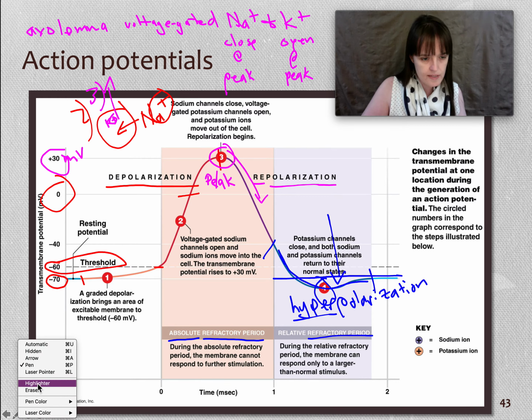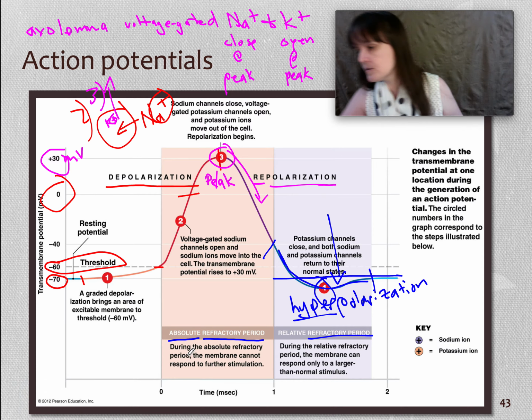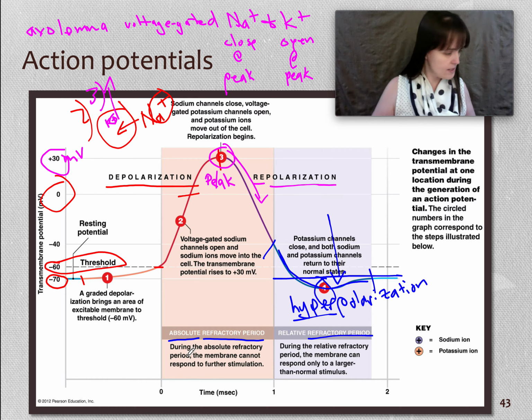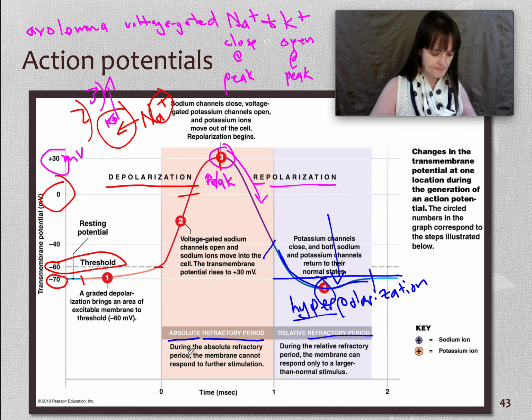Let's see, let's make this a highlighter. I'll do it on mine. Okay, theirs is pink. Okay, pink highlighters. Pink.